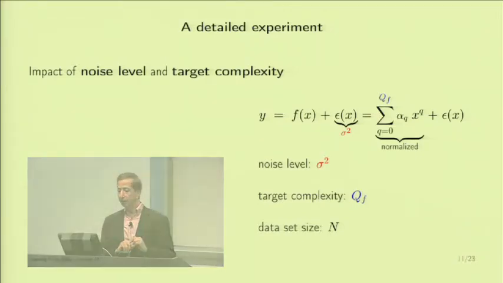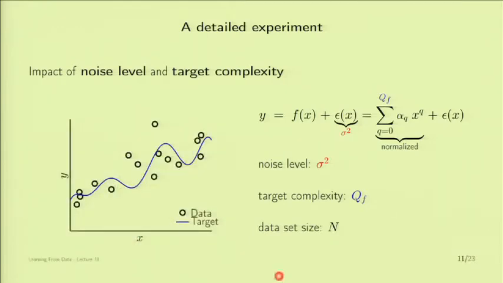And if we go back to the experiment we had, this is just one instance of those where the target complexity here is 10. I use the 10th order polynomial, so Q_f is 10. The noise is whatever the distance between the points and the curve is. That's what captures sigma squared. And the data size here is 15. I have 15 data points. So this is one instance. I'm basically generating at will random instances of that in order to see if the observation of overfitting persists.